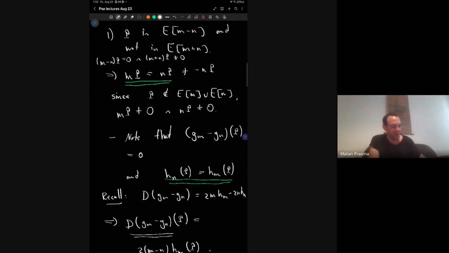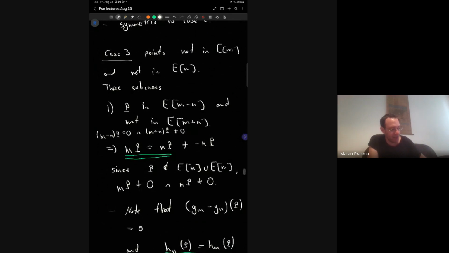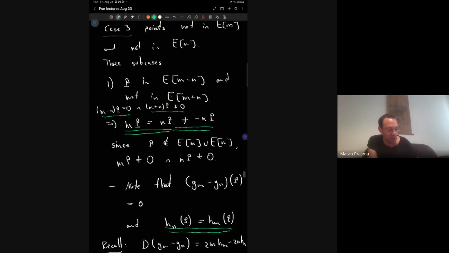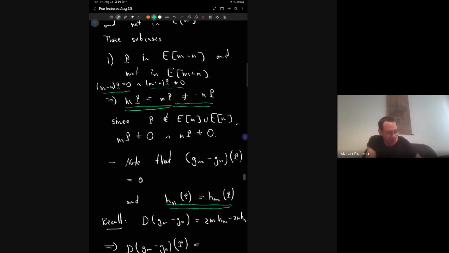Please go again. Okay, so we're in case number 3. These are points that are neither in Em nor in En. And we take the first subcase, which is points that are in E(m minus n), but not in E(m plus n). For these points, we have the green equations, and the green equations translate to the other green equations with the double line. And we also know, of course, that P does not belong to Em union En, because we're in case number 3. So this gives the two other green inequalities.